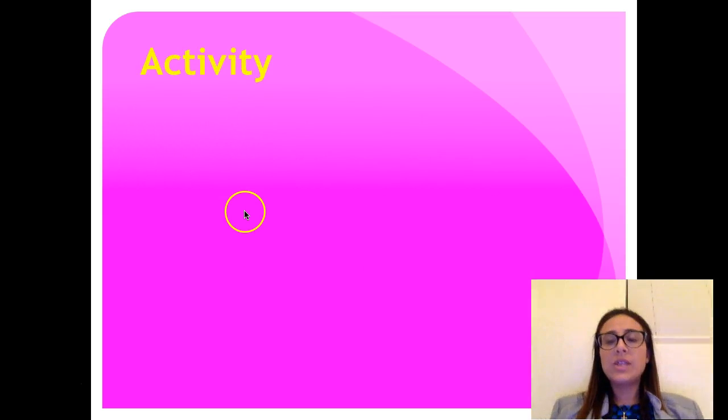Your activity is you need to complete the activities which are assigned on Canvas. Happy finding the area of composite shapes.